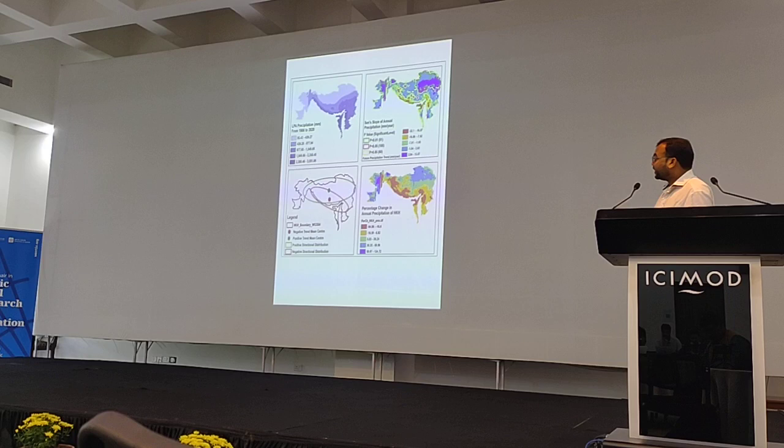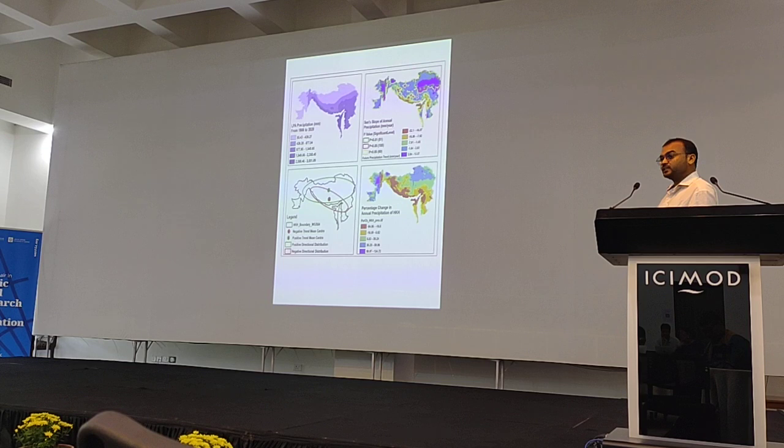So if we look at the pictures, those areas showing less precipitation will face more consequences of drought, and the areas where precipitation is increasing year by year will face the consequence of flood also.